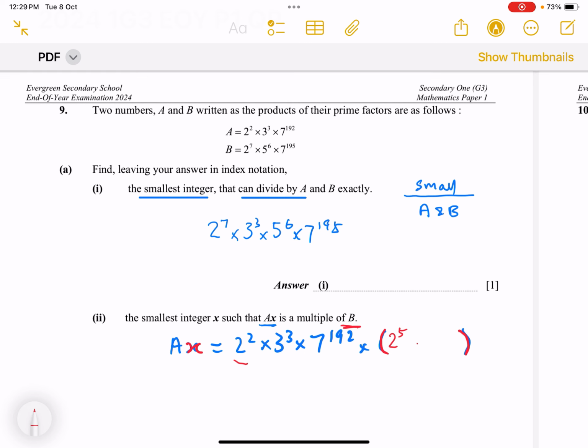Now b also has 5 to the power 6. So we need to put in 5 to the power 6 since a doesn't have it. And finally, 7 to the power 3 will give us 7 to the power 195, which is what b has. Right, so therefore x is 2 to the power 5 times 5 to the power 6 times 7 to the power 3.